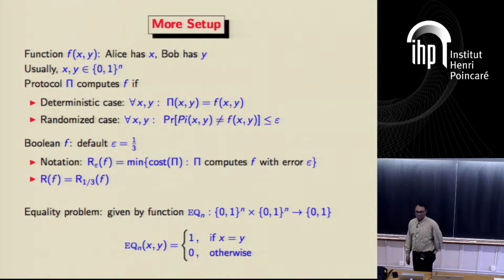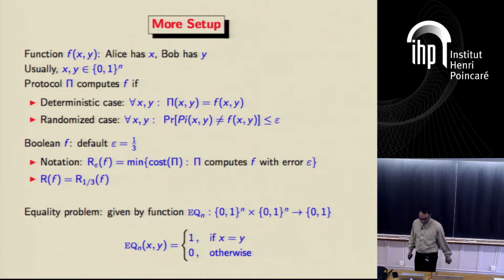It doesn't matter whether it's 1/3 or 1 in a trillion, it's the same thing by a standard repetition argument, up to constant factors, that give you the same complexity. So you may as well assume 1/3. We'll use notation like R of f to denote the complexity of the function f under this notion of cost: randomized communication cost with error epsilon. And when we don't specify epsilon, it's 1/3, as I was saying.